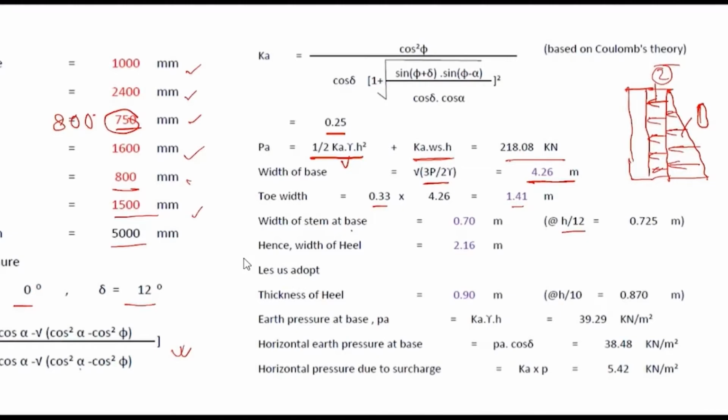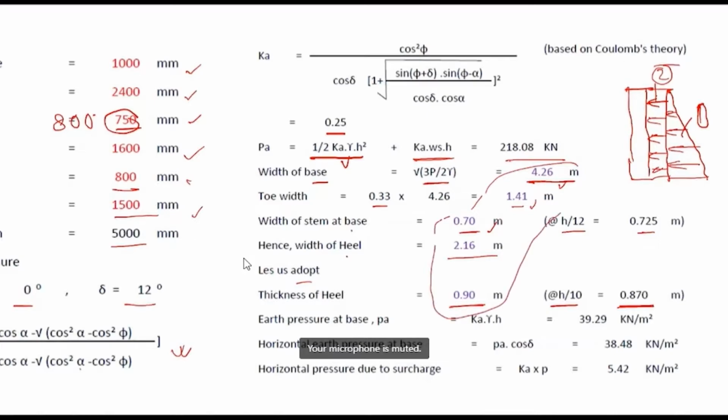So in our case this will be 0.725, so 0.7 meter. Hence the width of heel will be this minus this minus this, the total base width. So these are tentative dimensions, and accordingly we will fix our dimensions. Thickness of heel will be approximately equal to H by 10. So this will come to 0.9. Keeping this in view, I have fixed my dimensions.